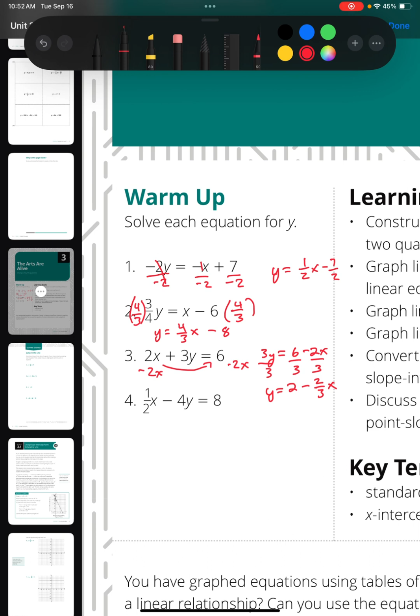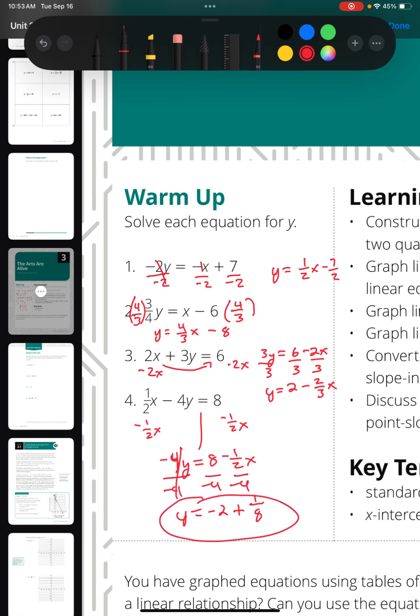And then the last one, two steps again. First, move that x over, so minus 1/2 x. So we have -4y equals 8 minus 1/2 x. And then we're going to divide everything by -4. So y equals 8 divided by -4, which is -2. Negative divided by negative makes this a positive, and 1/2 divided by 4 will give you 1/8. So there are all four of those solved for y.